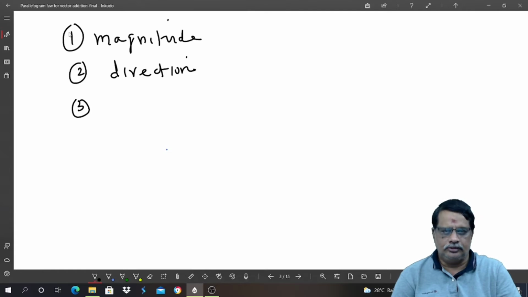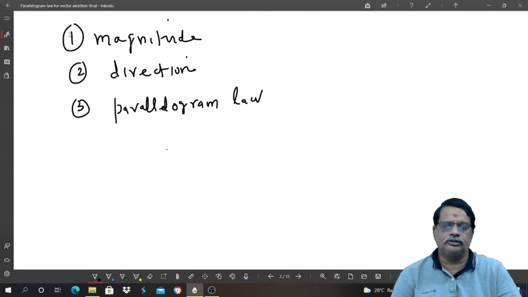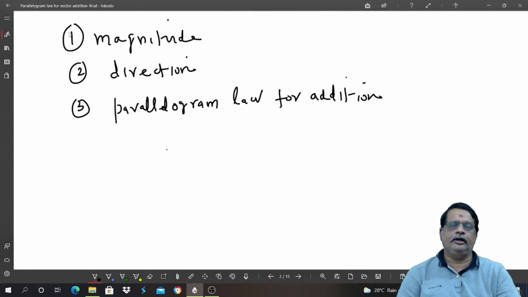That is, these quantities should satisfy the parallelogram law for vector addition, the parallelogram law for addition of two vectors. Only if the third condition is met after satisfying the first two, we will call that quantity a vector. So if you want to call something a vector, it must have a magnitude, a direction, and also satisfy the parallelogram law for vector addition.